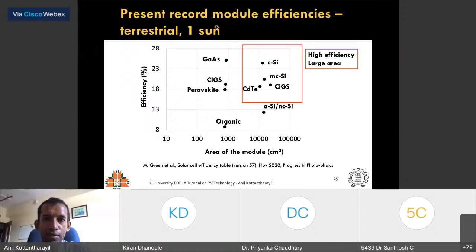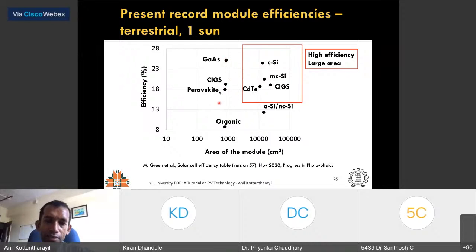And here you can see the module. You construct modules out of these, and that affirms the previous point, that crystalline silicon still has fairly high efficiencies, and the module area can be very large. On the other hand, CIGS and cadmium telluride are okay, but not as good as crystalline silicon. So these are high efficiency, large area modules that you can get.